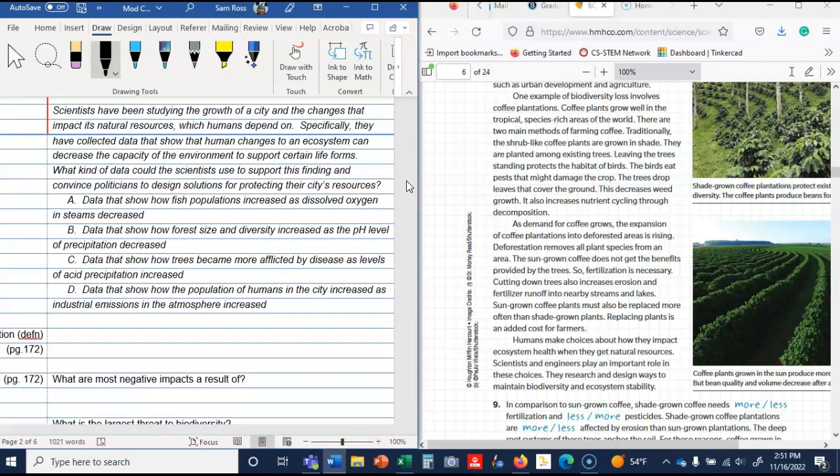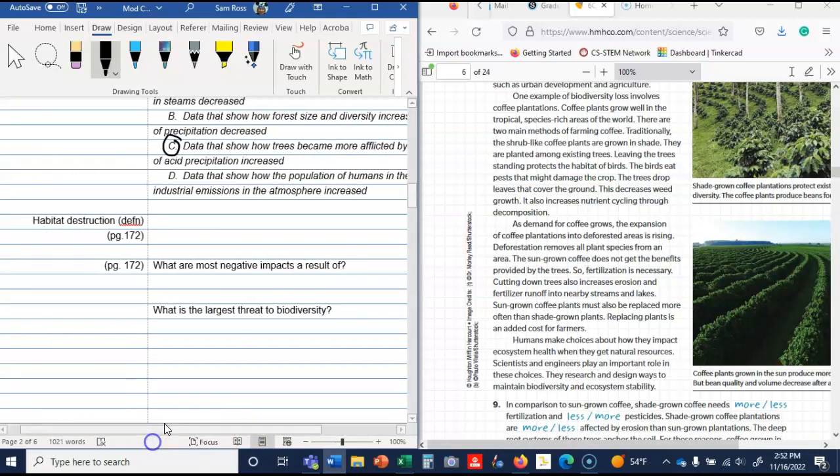Scientists have been studying the growth of a city and the changes that impact its natural resources, which humans depend on. Specifically, they have collected data to show that human changes to an ecosystem can decrease the capacity of the environment to support certain life forms. What kind of data could the scientists use to support this funding and convince politicians to design solutions for protecting the city's resources? And the answer is going to be C. Data that shows how trees become more afflicted by disease as levels of acid precipitation increased. I really need to read the rest of those, but that is the answer.